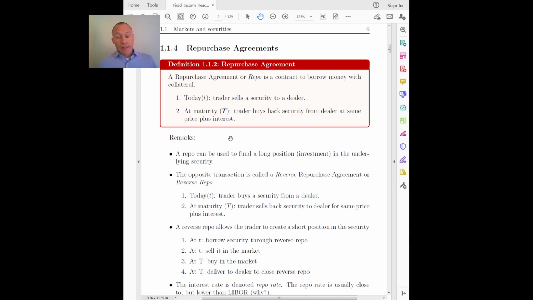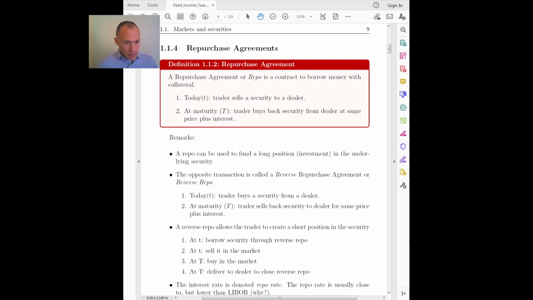Basically, a repurchase agreement, as the name suggests, is a contract where you first sell something, and at the same time, you agree to repurchase it back later on. So basically, what you're doing is you're borrowing money using collateral. Let me try to show this with a figure.